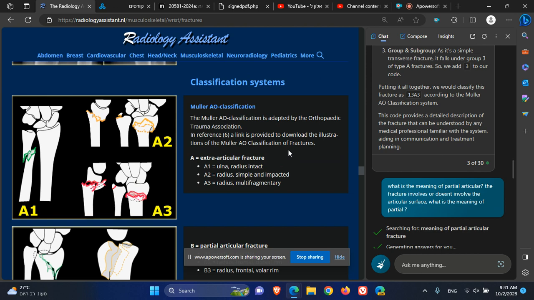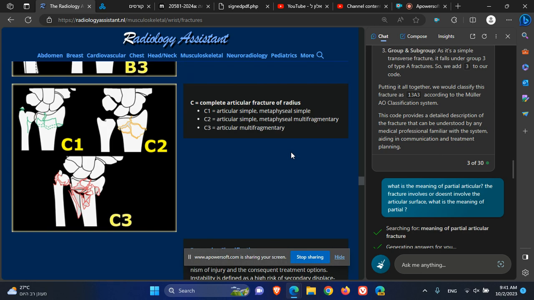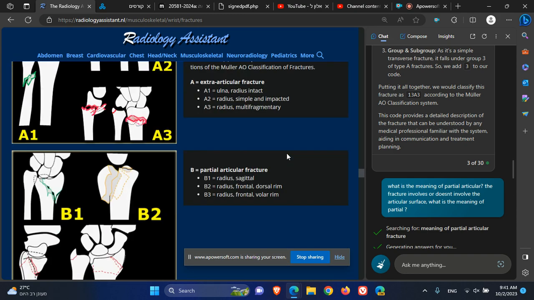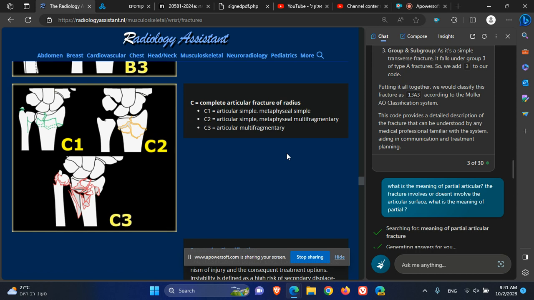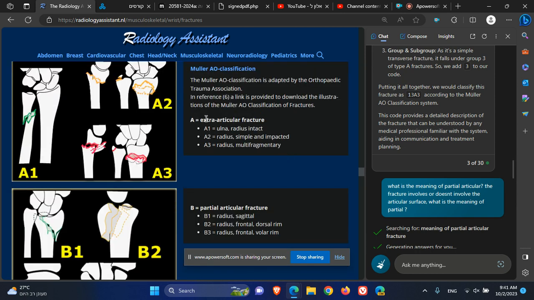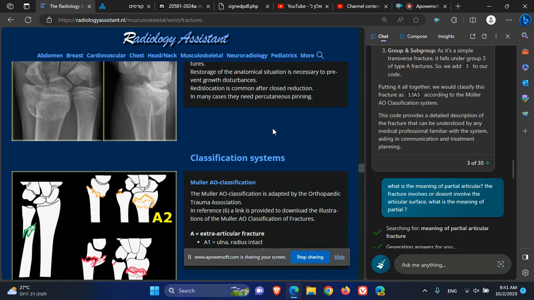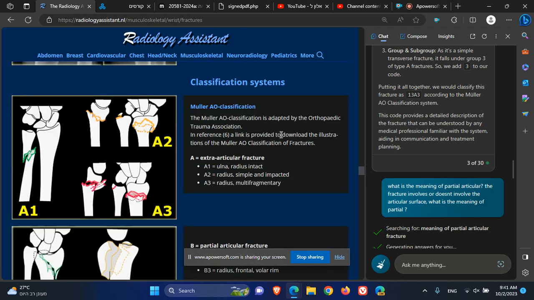And the relation to the articular surface, it's quite important. Intra-articular fractures are quite more complicated than extra-articular ones. Therefore, extra-articular is A and intra-articular complete is C. Okay, that's it. That's about the Muller AO classification and distal radius and ulna from radiology assistant also.